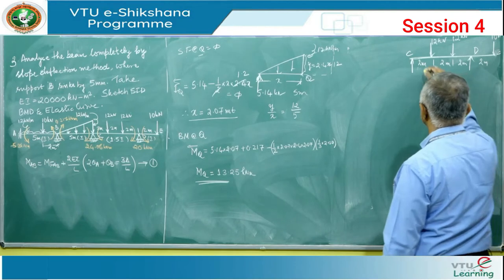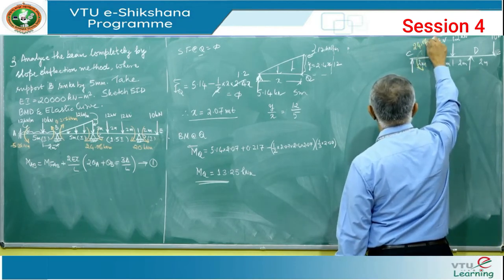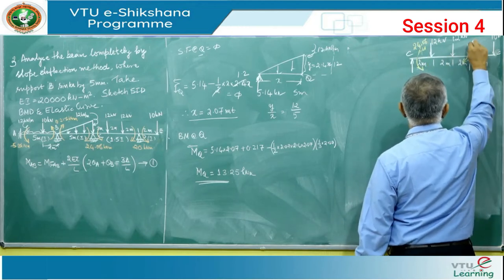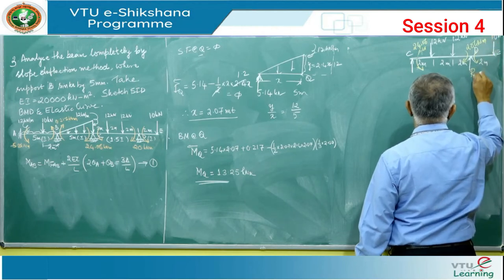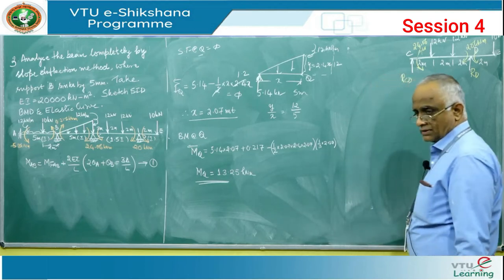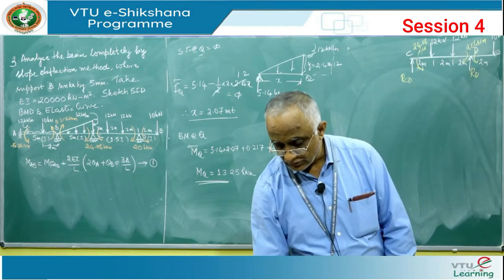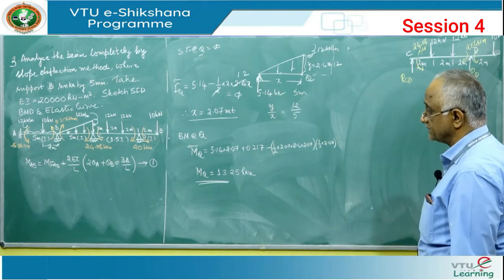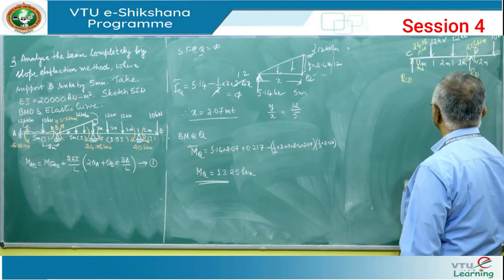And the end moments 24.06, and you have positive negative 20. Whenever you have an overhanging, consider that overhanging along with the adjacent span, so calculations will be easier and the marking of the shear force and Bernoulli diagram will also be easier.